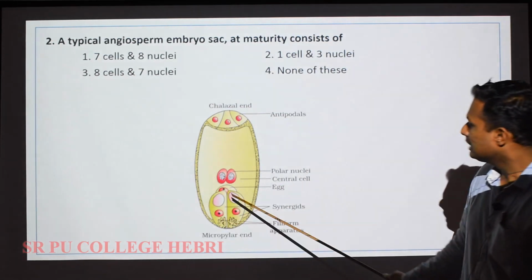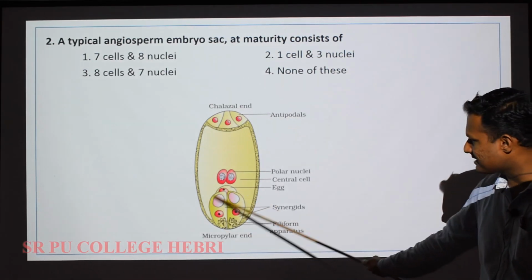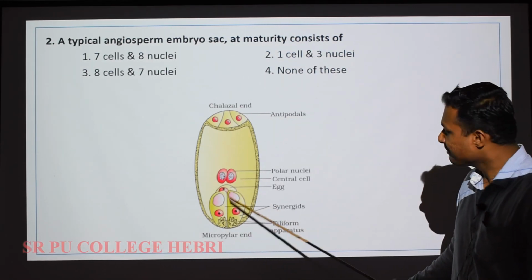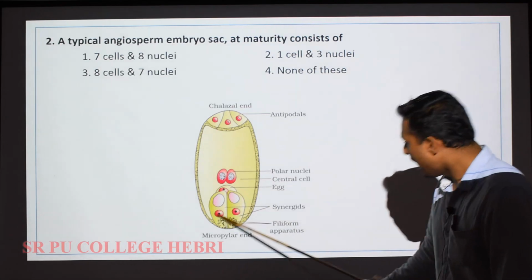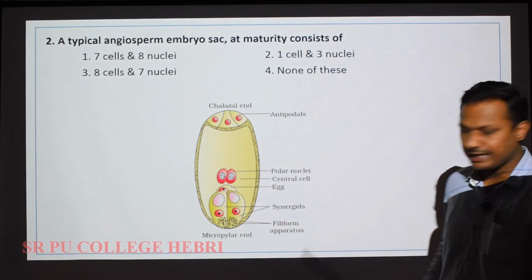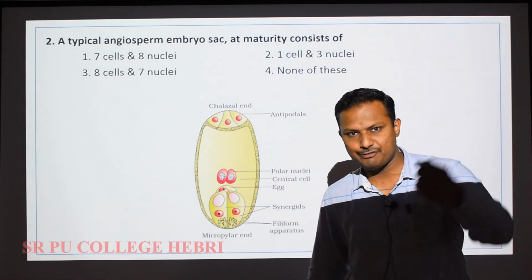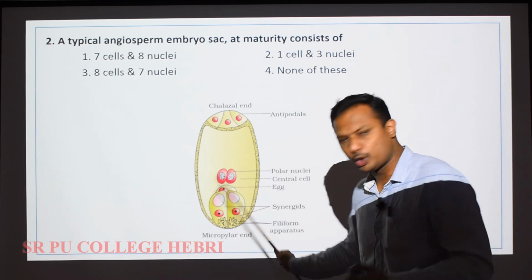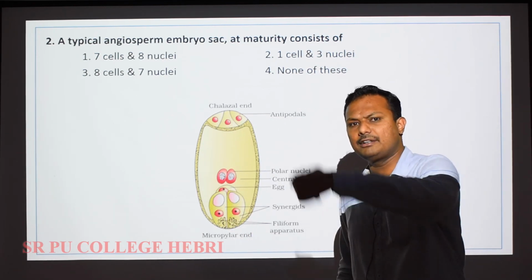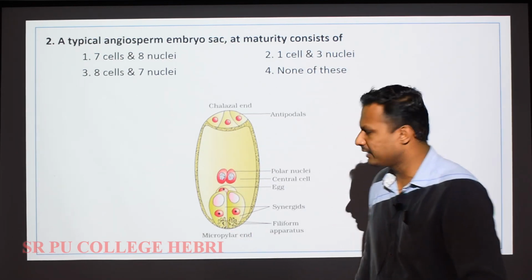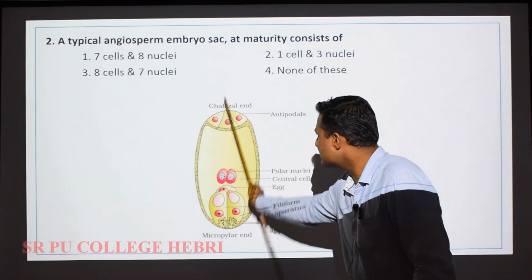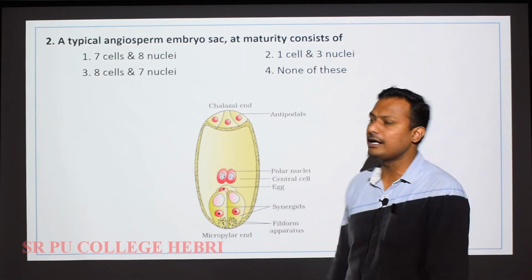Right? So this complete set of cells is called the egg apparatus, which consists of the egg and 2 synergid cells. You know the properties and functions of the synergid cell, so I will not go into the details because you have learnt that in the double fertilization event. And these 3 cells at the chalazal end will be called antipodal cells.